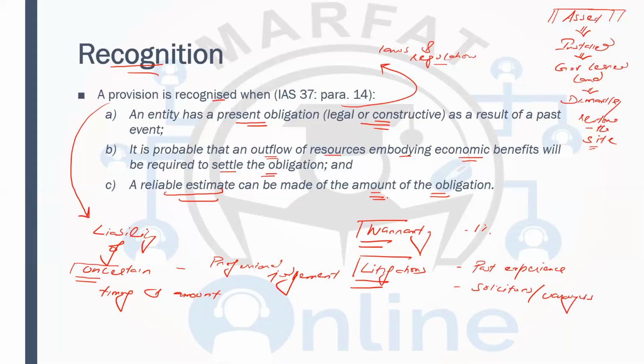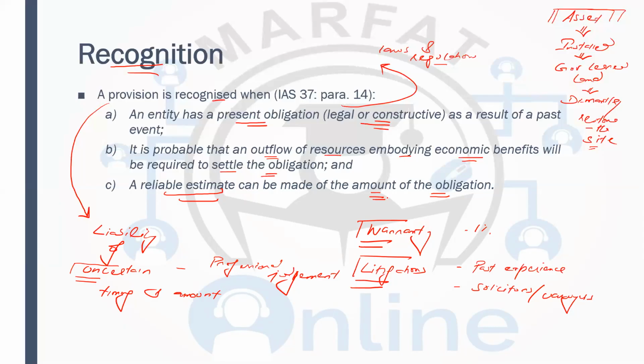For example, you are offering a warranty. You will be making an estimate, and it should be a best estimate of how many products will come for a claim and how much you will spend to fix them, so that you estimate the amount you are going to spend on those claims. That amount is going to be recorded as a provision.